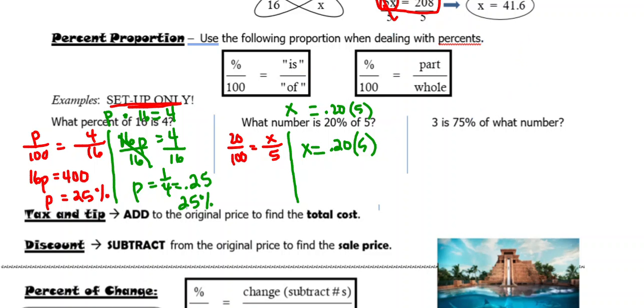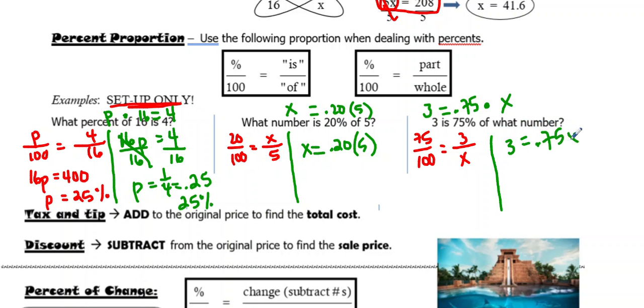Okay, number 3. If I was going to do this as a proportion, 3 is 75% of what number? So I have 75%, so 75% over 100 equals, since it says 3 is my is, and then of what number gets my variable. Okay, if I was going to do an equation, I've got 3, and then is equals, 75% is 0.75, of means times x. So again, my equation would be 3 equals 0.75x. Okay? So those are the two methods.